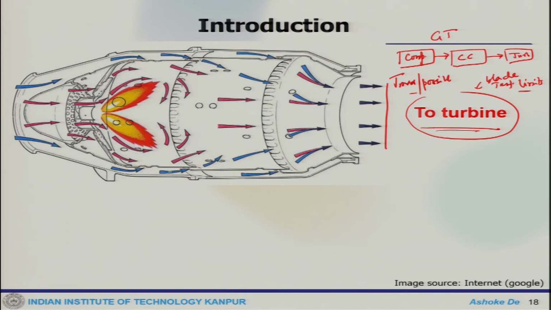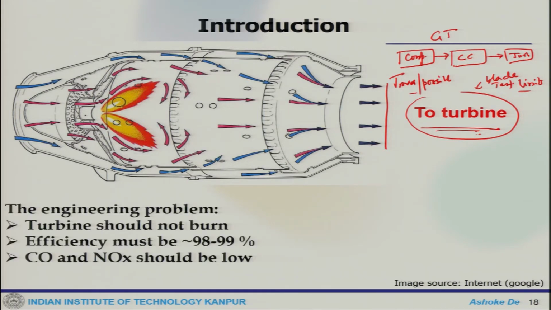So it is not that I can have a combustor and burn as much fuel as I want to produce energy, because there is a restriction: the turbine would not be able to withstand that. So one may look at what the engineering problems are here. If I am a designer, my whole point should be that the turbine should not burn, that means the turbine blade should not burn. That is one of the important points, because this dictates the possible maximum temperature.